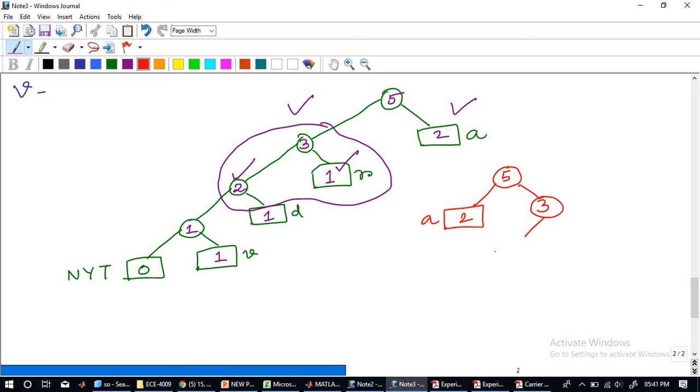So this becomes R, this becomes 2, this becomes 1, this becomes D, because here there was no problem. It will follow the same process. This had NYT, this had V.